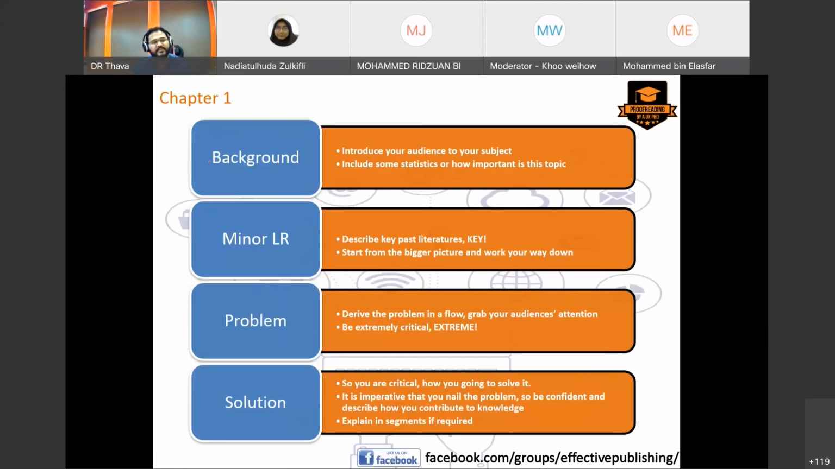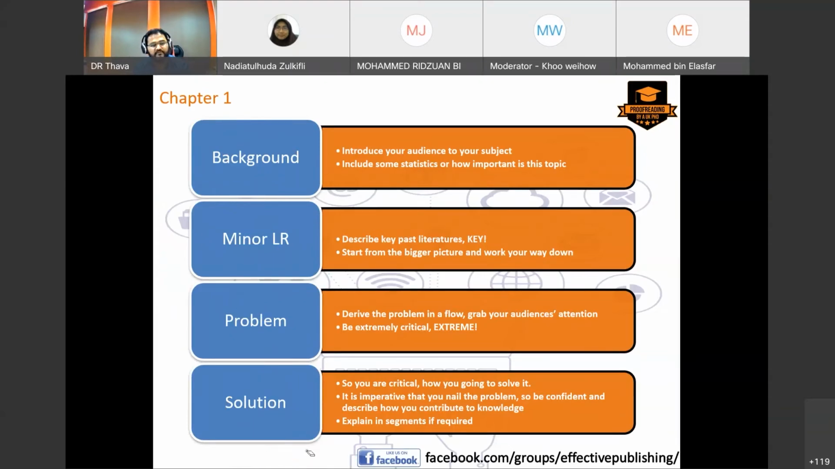Coming to chapter 1. Chapter 1 is broken down into background, minor literature review, problem, solution. After this, only then will you have research objectives or research questions and everything after that. These are the very important initial building blocks. Very, very important, because if you don't get the story right here, your motivation is not there, and people won't be bothered about the rest of your thesis. This is where most people always fail.